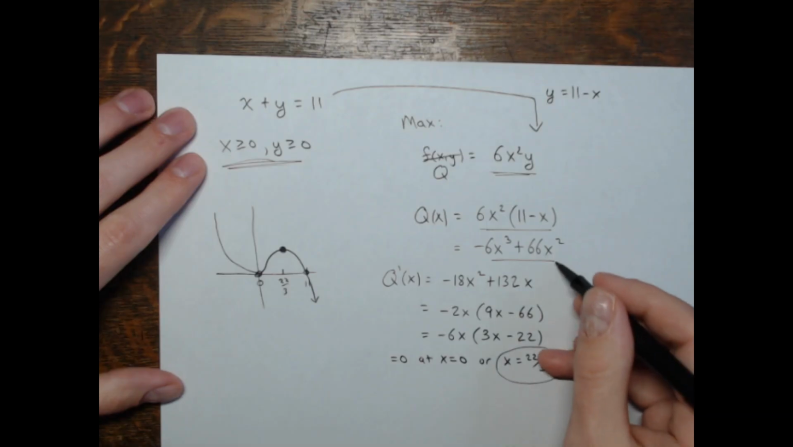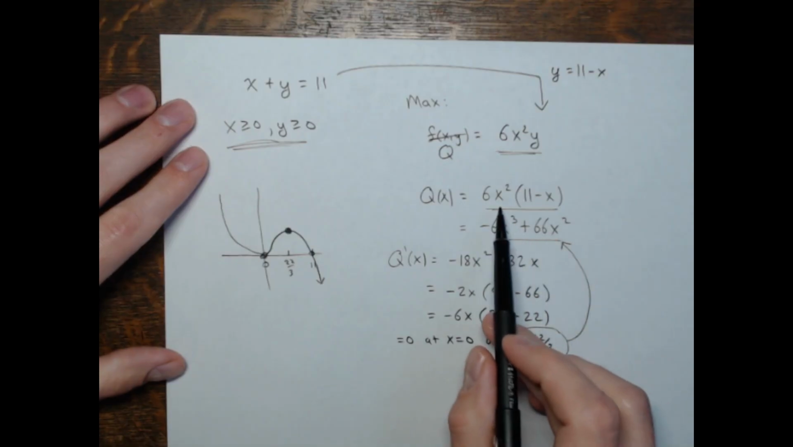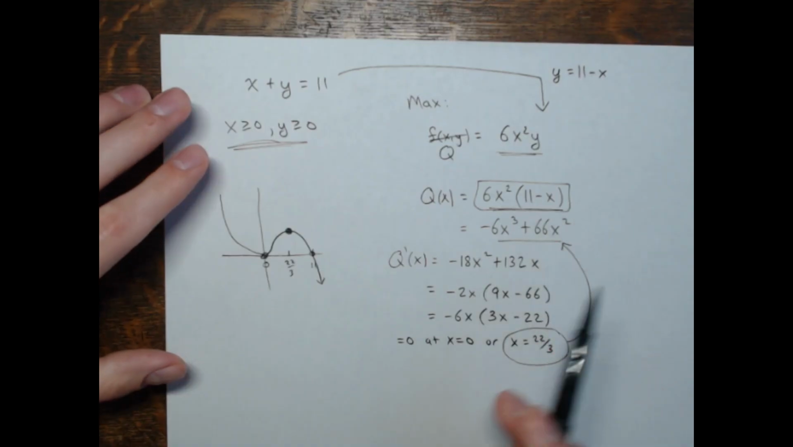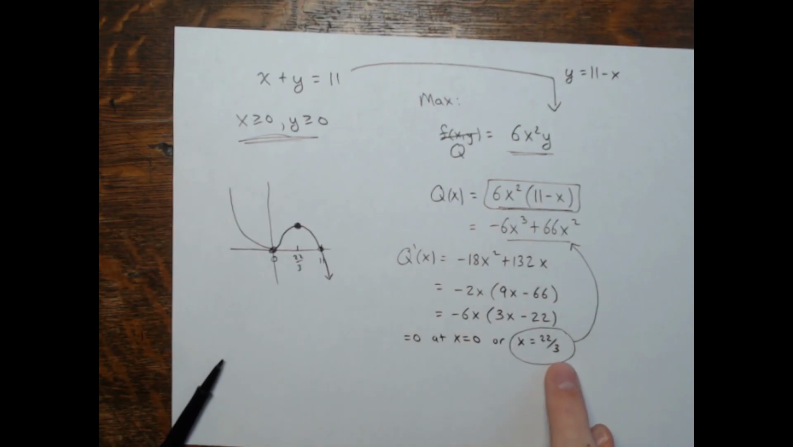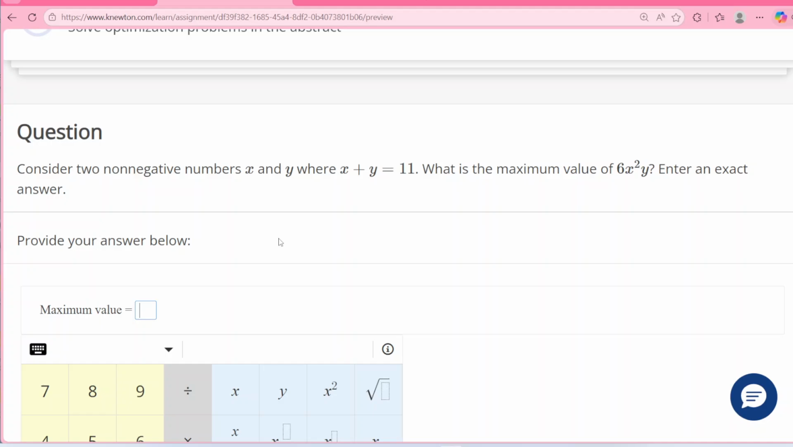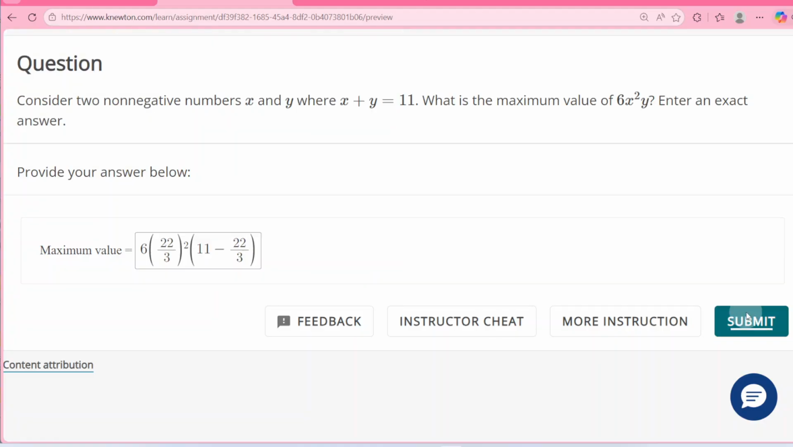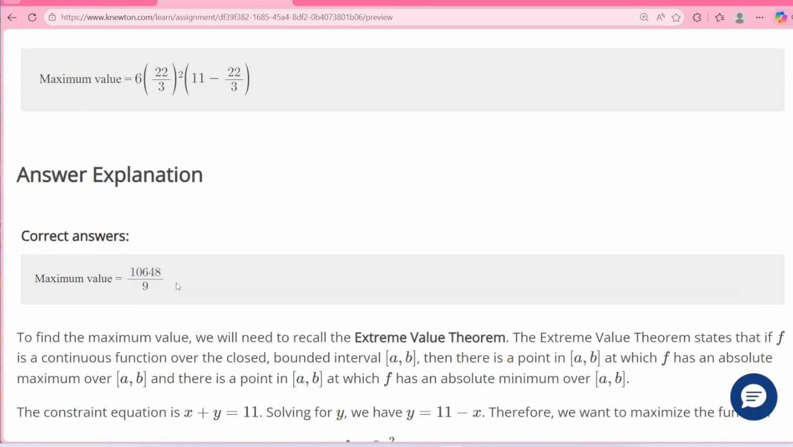So plug this in to our function, and I'm actually just going to do that. I'll plug it into this. So replace all the x's in here with 22/3, and that'll be our maximum value of this quantity they gave us. So 6 times 22/3 squared, and then times 11 minus 22/3. Of course, they're going to simplify it, but as long as you enter something that's equivalent to what they have, it should be good. Great. Now the 10,648 divided by 9 would be that value.